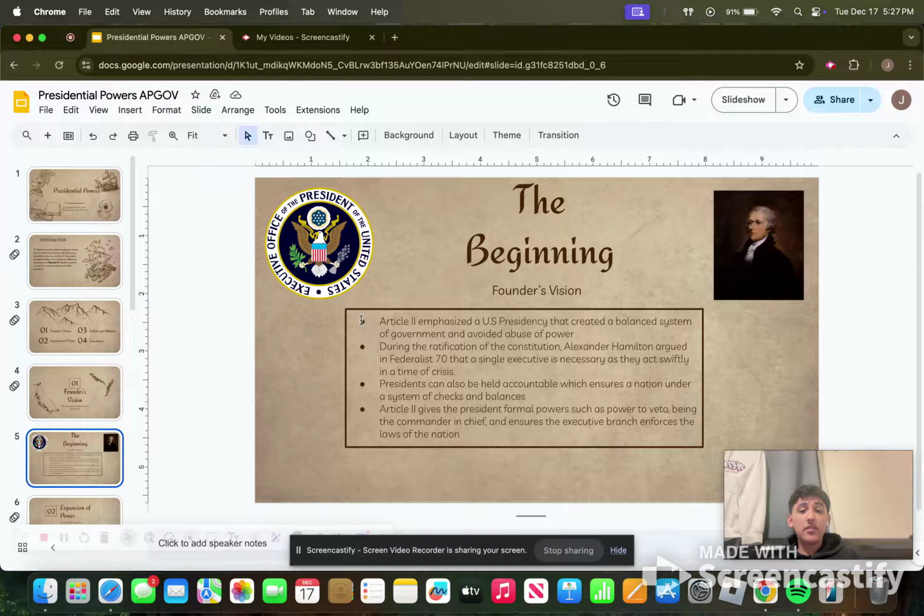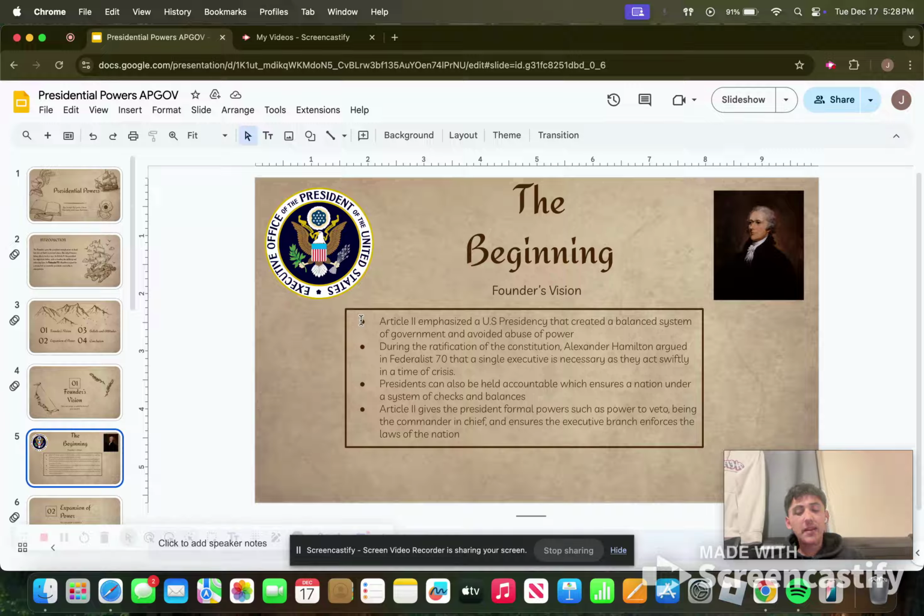Presidents can also be held accountable, which ensures a nation under, again, a system of checks and balances. Article 2 gives the president formal powers, such as the power to veto, being the commander-in-chief, and ensures the executive branch enforces the laws of the nation.